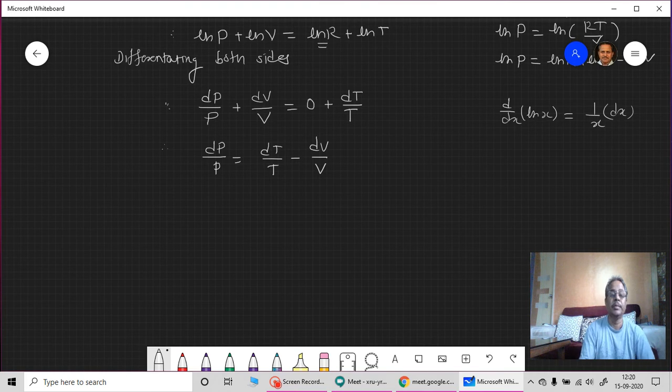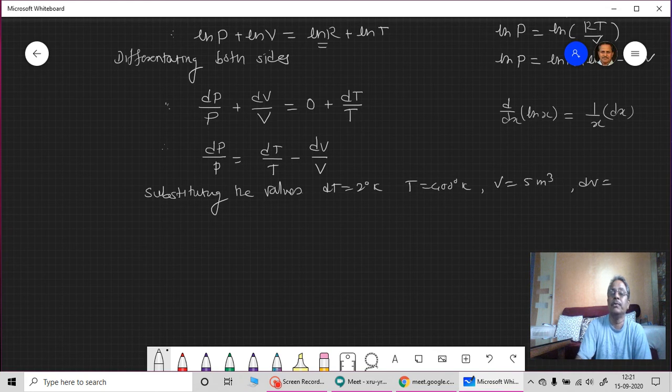Now replace the numbers, substituting the values. We know that dT is equal to 2 Kelvin, T is equal to 400 degree Kelvin, dV is equal to 0.05 and V is equal to 5 meter cube. I have written it earlier, but once again I am writing it for reference. So replace the numbers and get dP upon P.